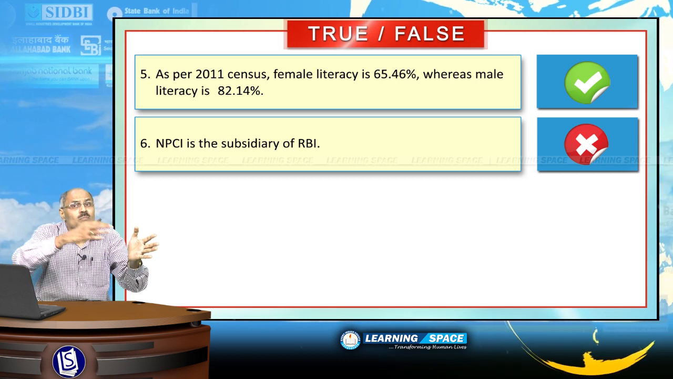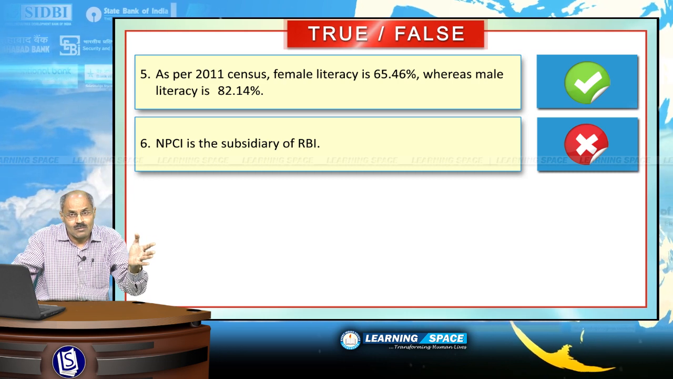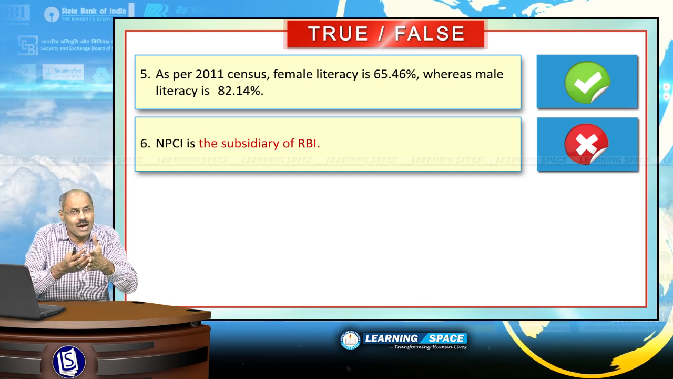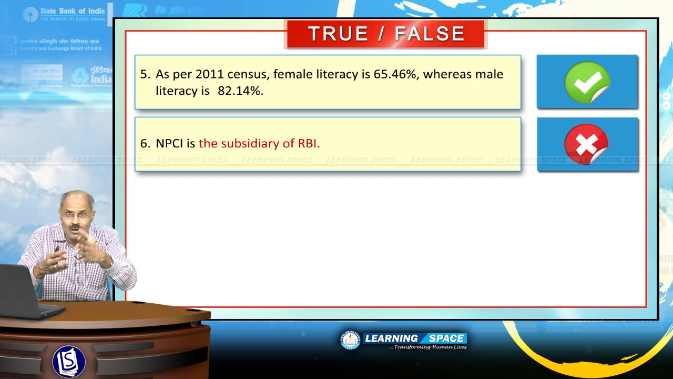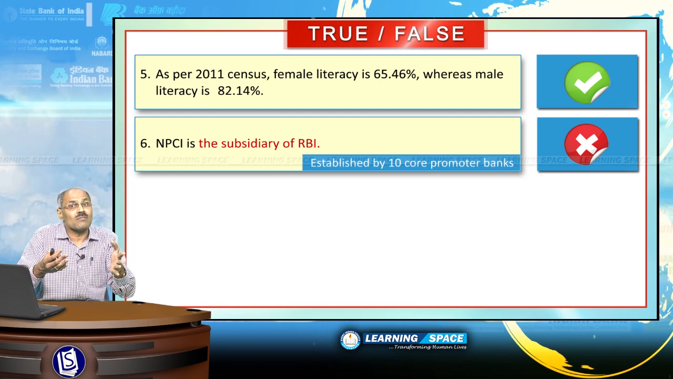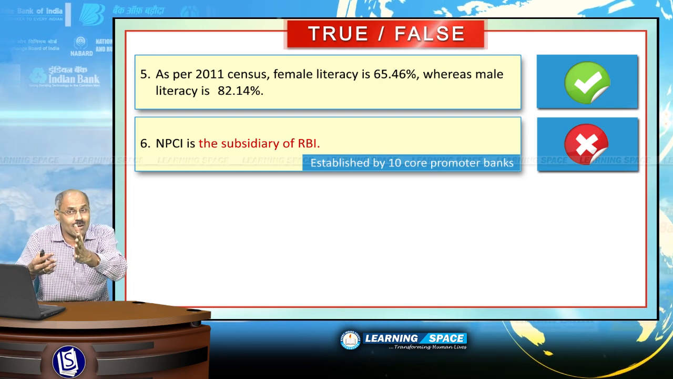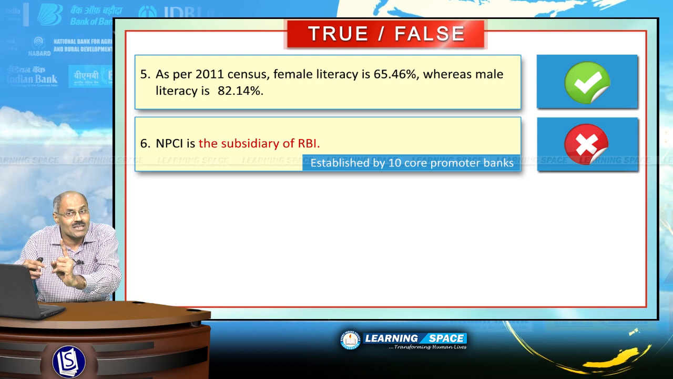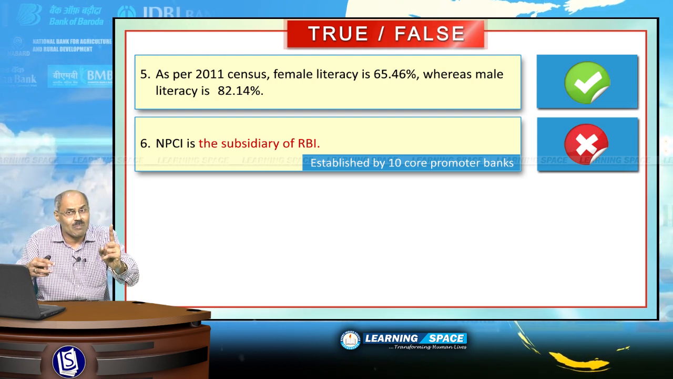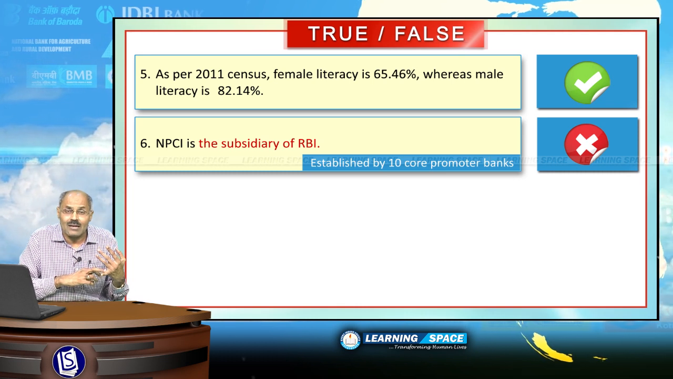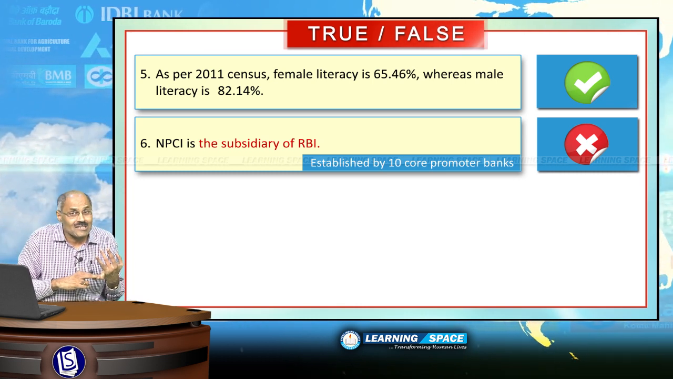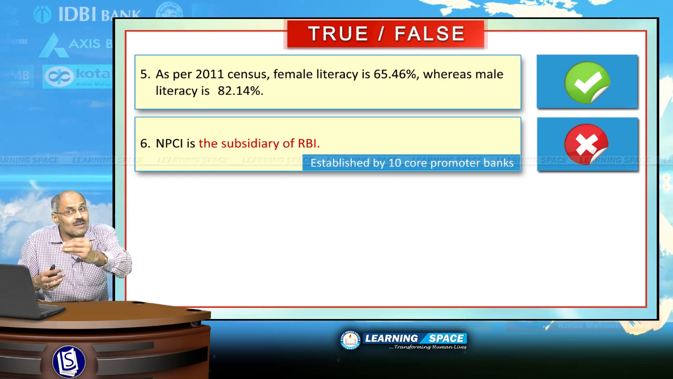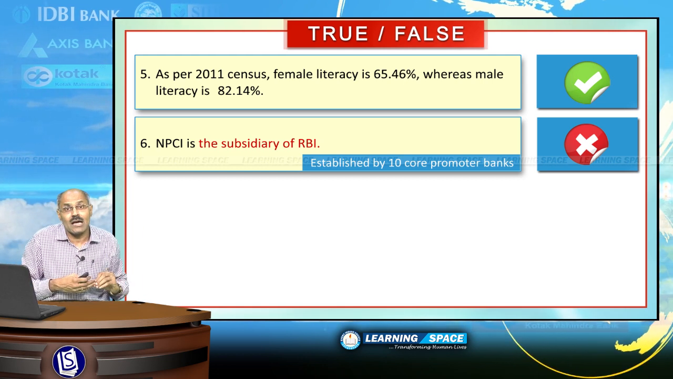One ATM should be connected to the other bank ATM. One bank customer may have access to other bank. So keeping all these things in mind, NPCI or National Payments Corporation of India was established. That was established by 10 core promoter banks, not by RBI. Please don't forget, NPCI is not the subsidiary of Reserve Bank of India. The subsidiaries of Reserve Bank of India are Bharatiya Reserve Bank Note Mudran Private Limited, DICGC and NHB. So these are the organizations which are the subsidiaries of Reserve Bank of India, but not NPCI.